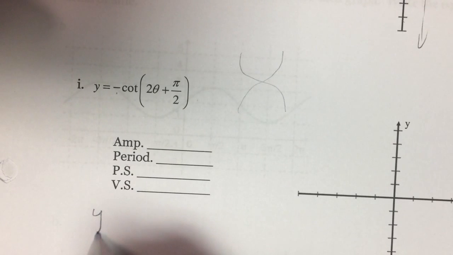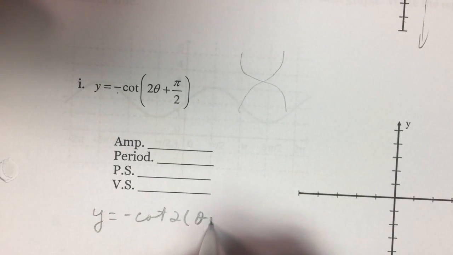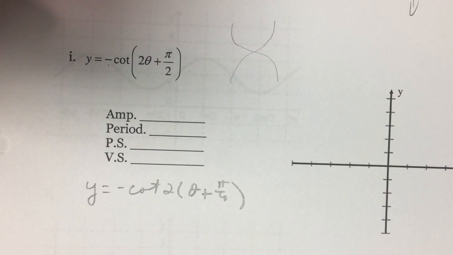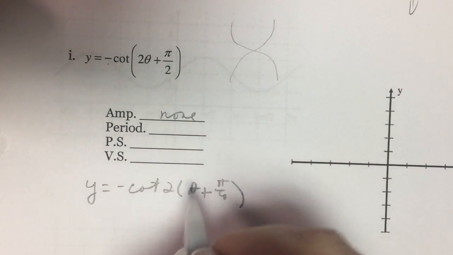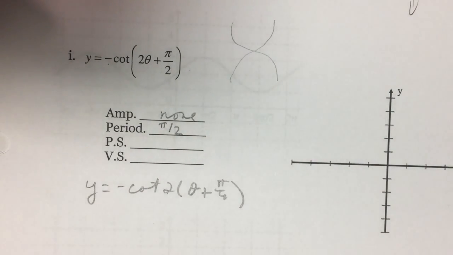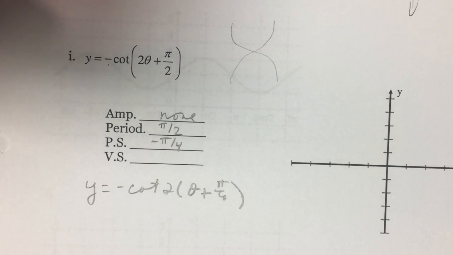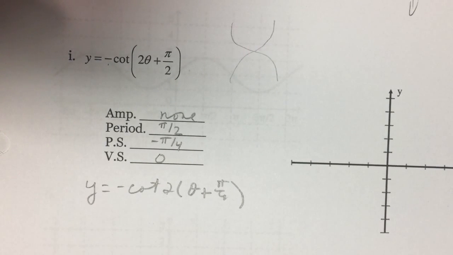Let's go ahead and factor out that 2. So theta plus pi fourths. I factor out the 2. So there's still no amplitude. The period is pi over b, which in this case is pi over 2. There's a phase shift of negative pi fourths, and there's no vertical shift for this one.